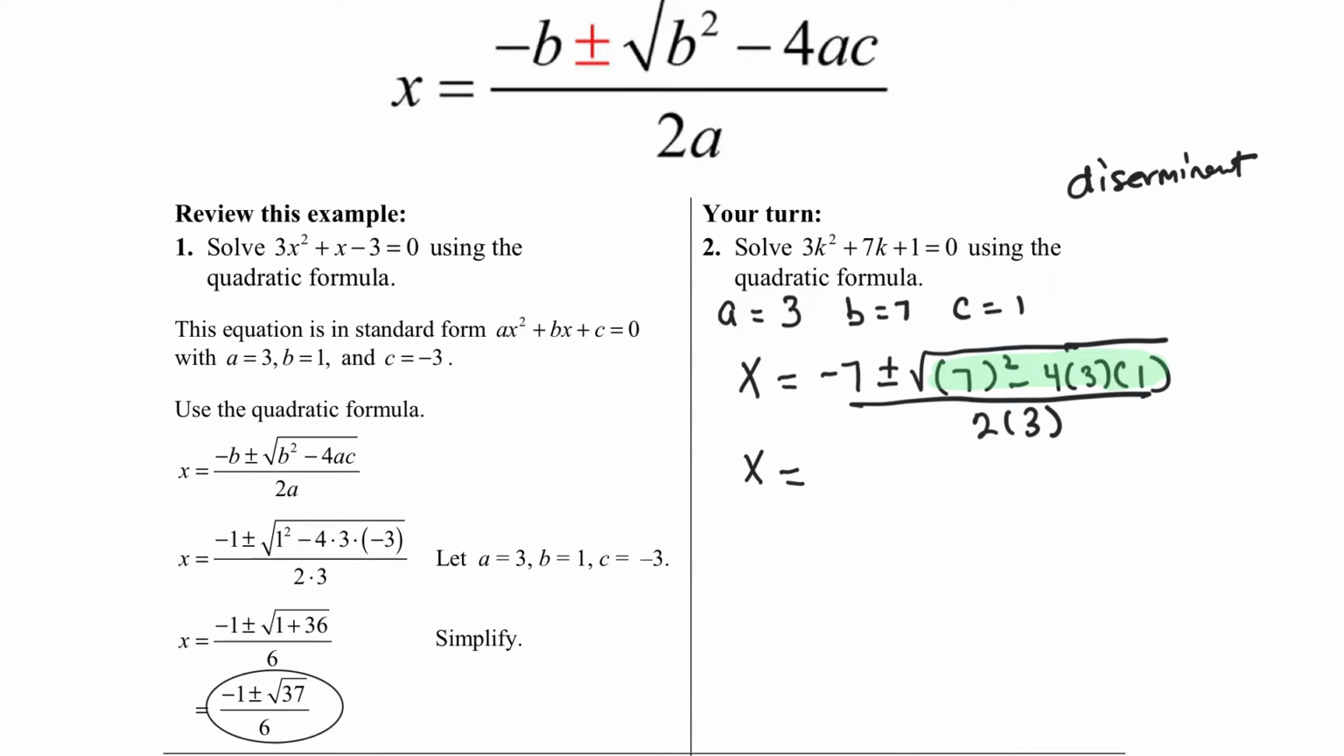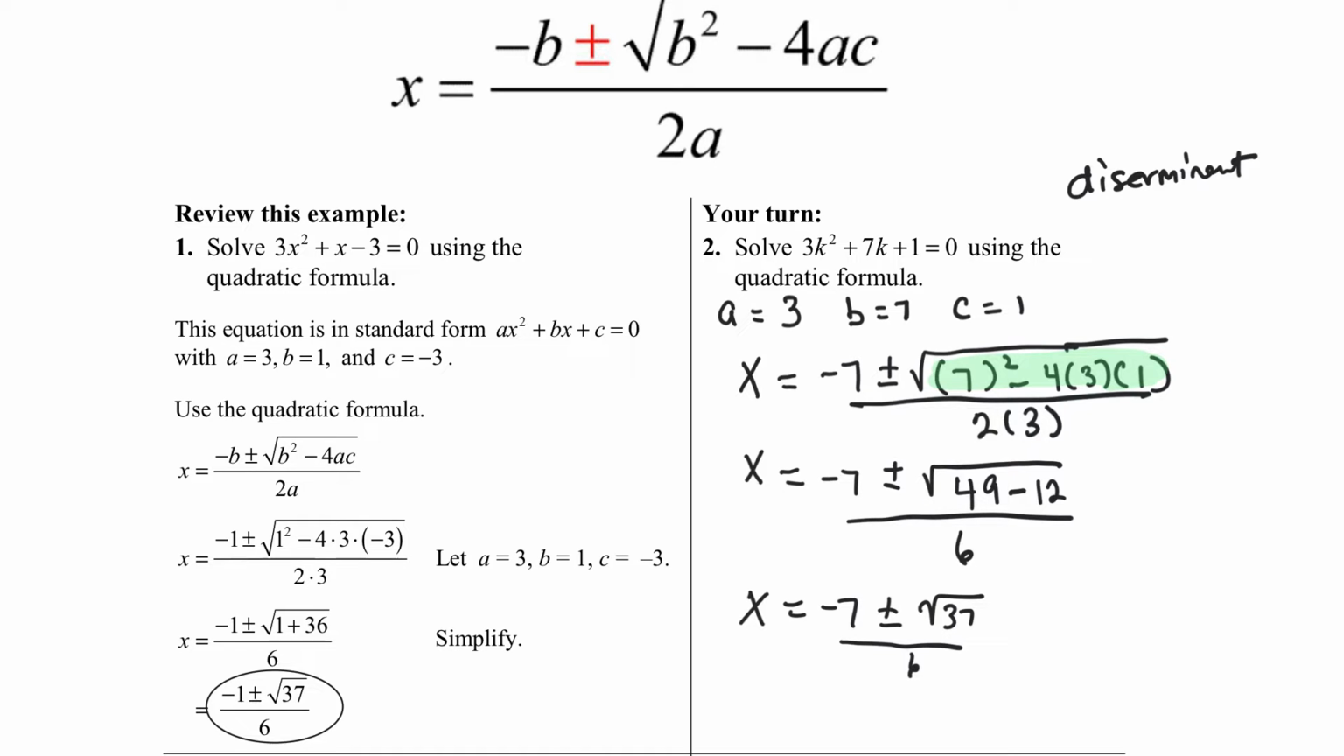So I have x equals negative 7 plus or minus square root. So you have 7 squared, in this case it's 49, minus 4 times 3 is 12, divided by 2 times 3 is 6. So you have x equals negative 7 plus or minus square root of 37, and this is all divided by 6, and you're going to go ahead and leave it in this form.